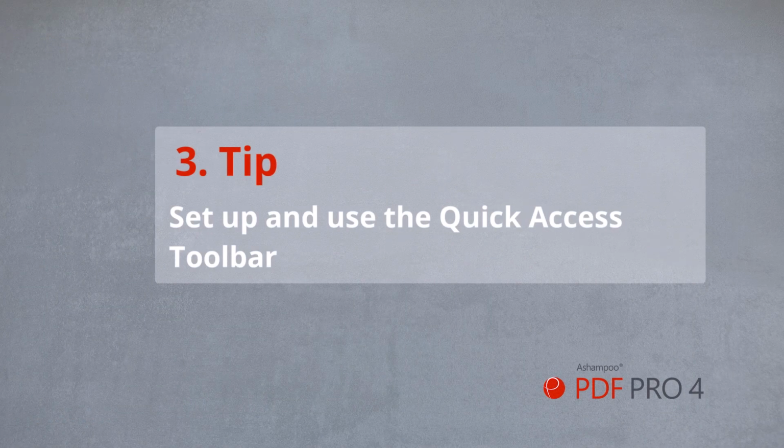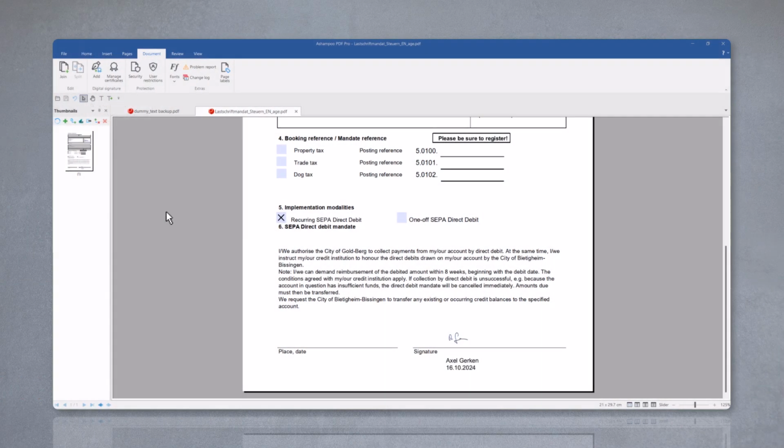Tip number 3. Set up and use the Quick Access Toolbar. Frequently used features can be easily set up here for quick access. We've pre-configured a few important functions for you, which can be accessed immediately with a click. These include the Open function, Save and Undo, to name a few.